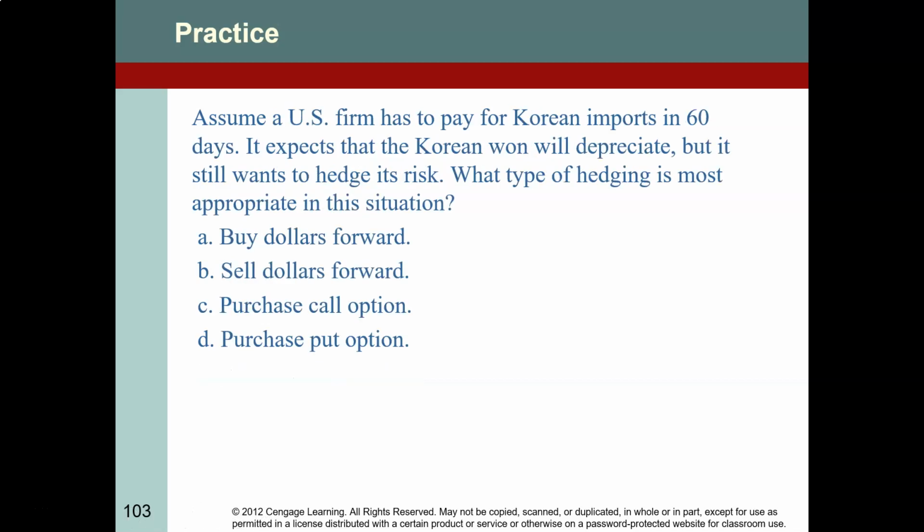Okay, let's look at the second question here. Assume a US firm has to pay for Korean imports in 60 days. It expects that the Korean won will depreciate, but it still wants to hedge its risk. What type of hedging is most appropriate in this situation? If you need a moment, you can always pause the video, think about this question, and let me know the answer.